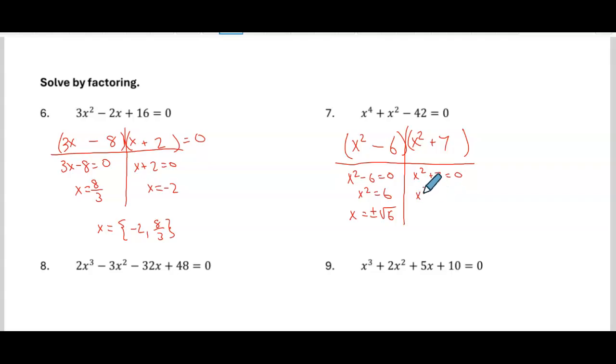So x squared equals negative 7. And square rooting a negative involves an i, so plus or minus i root 7. All right, on to number 8.